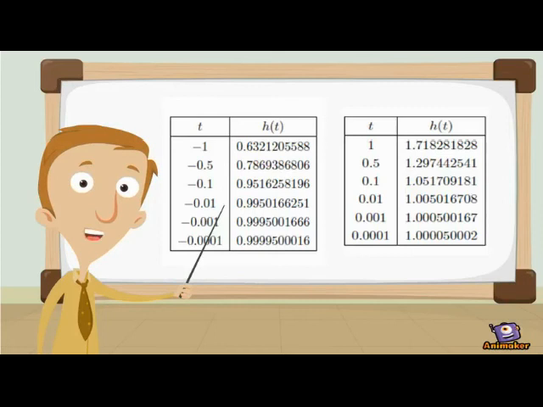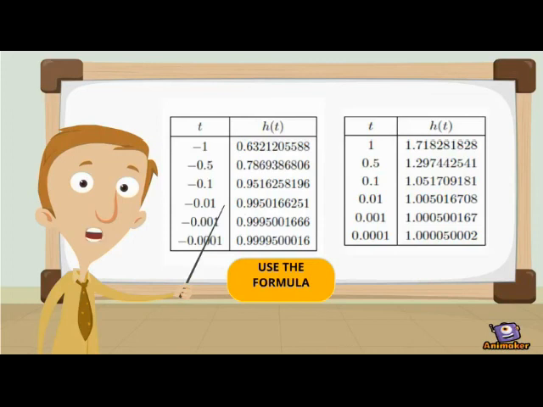As you can see in the table of values, it's negative 1, negative 0.5, negative 0.1, and so on, and for the positive values, 1, 0.5, 0.1, and so on, and there comes the answer. You must use the formula only to come up with that answer.